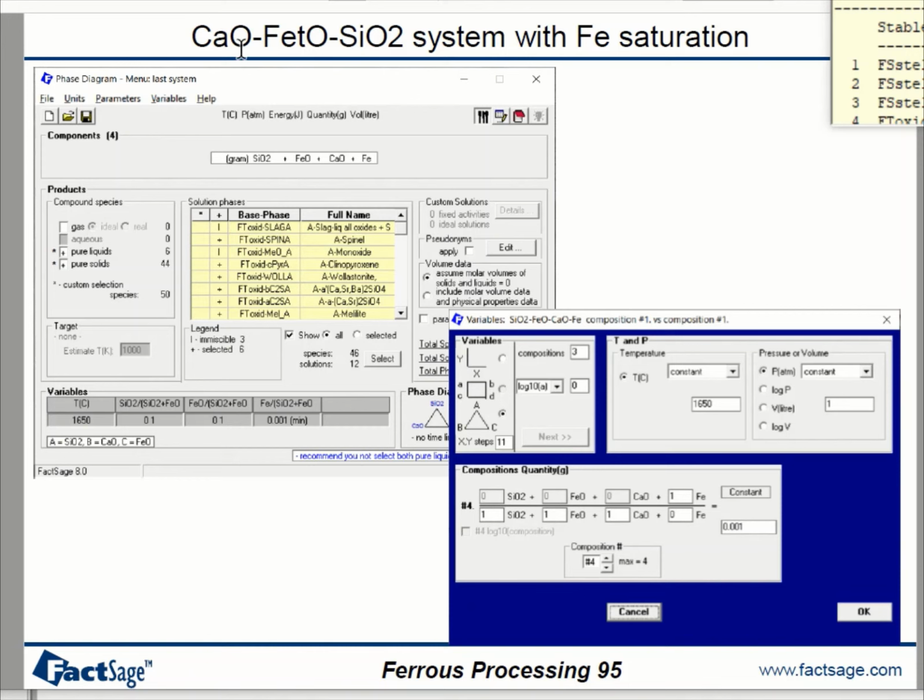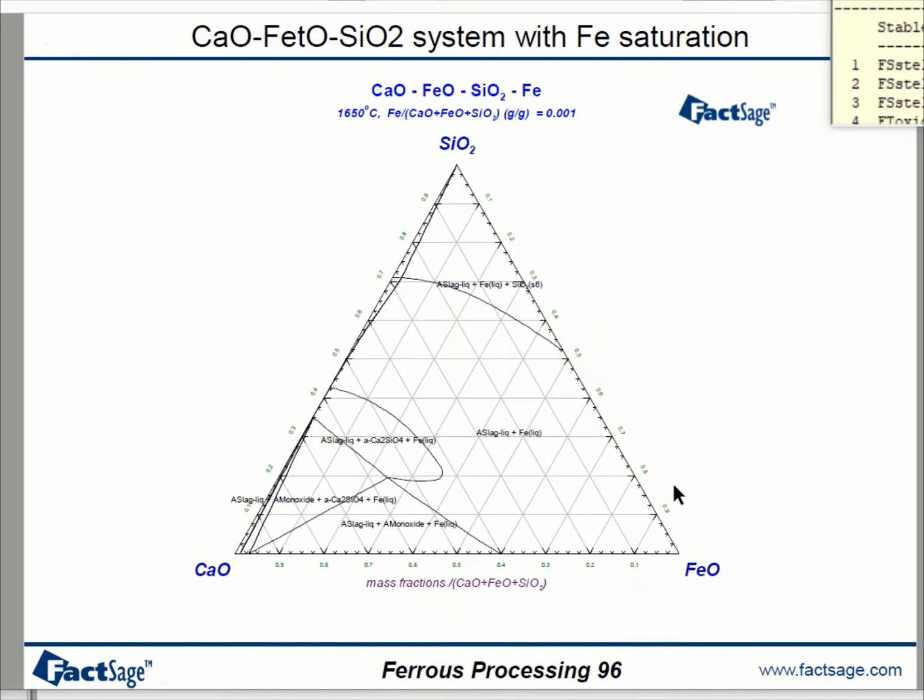So how do we do it? We add SiO2, FeO, CaO with iron in it. That means we are going to set the iron somehow. Then we select all the possible phases, the FT oxide plus FactPS databases, all of them. Then go here and set three composition variables and a fixed temperature, 1650 degrees Celsius. We set the A, B, C axes, and then we just assign the iron as a very small amount. Then you can get this phase diagram, and you can see liquid iron existing everywhere, on top of this ternary system.